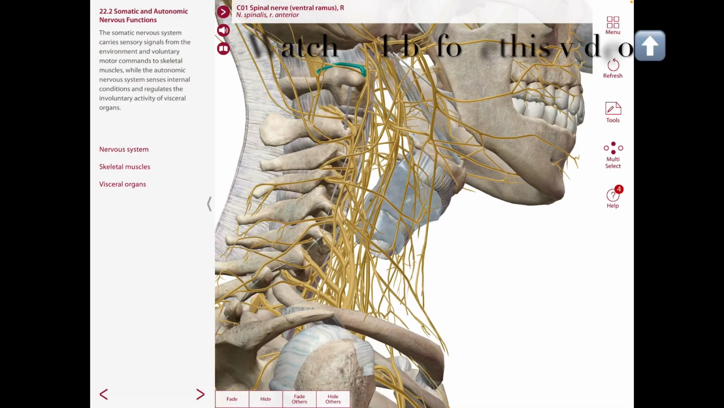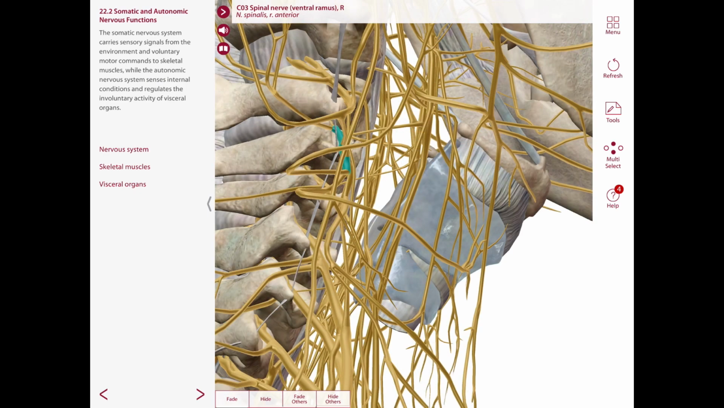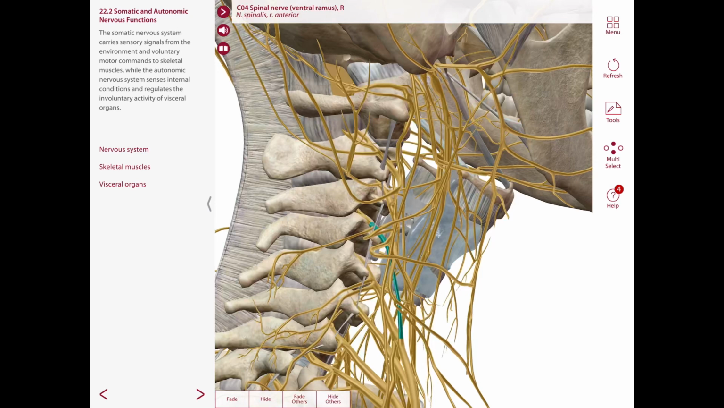In the neck, we also have something that we call the cervical plexus, which is formed by the ventral rami of C1 to C4 spinal nerves. So here on the screen, for example, we see spinal nerve number 1, ventral ramus. This is spinal nerve number 2, ventral ramus. This is C3, ventral ramus. And this is C4, ventral ramus.